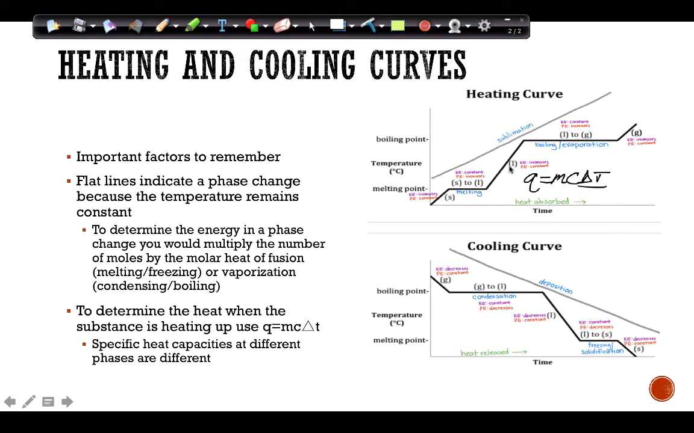because my temperature is changing on these steep parts of the graph. While on the flat lines, I can't use that because temperature is not changing, and there is heat energy involved in it. So we can't say, well, delta T is 0, so Q is 0. That's not the case. Anytime that we have a phase change, what we can do is multiply the number of moles of that substance by the molar heat of fusion or the molar heat of vaporization.